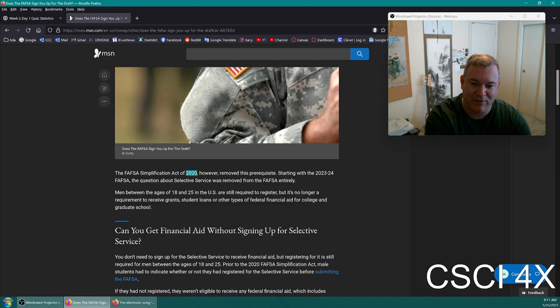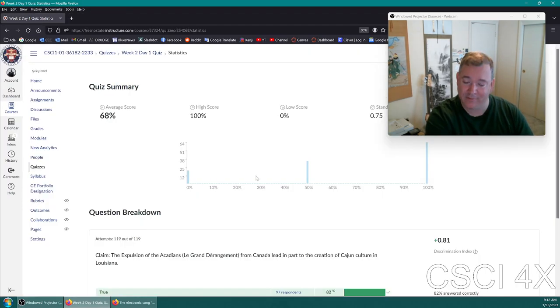Starting with the 2023-24 FAFSA, it is being removed. So when you apply later this year for the FAFSA, you will not have to join the draft. And it looks like you're still required to register, but it's no longer a requirement to receive grants, loans, or other types of federal aid. Cool. Neat. That's something that bugged me.